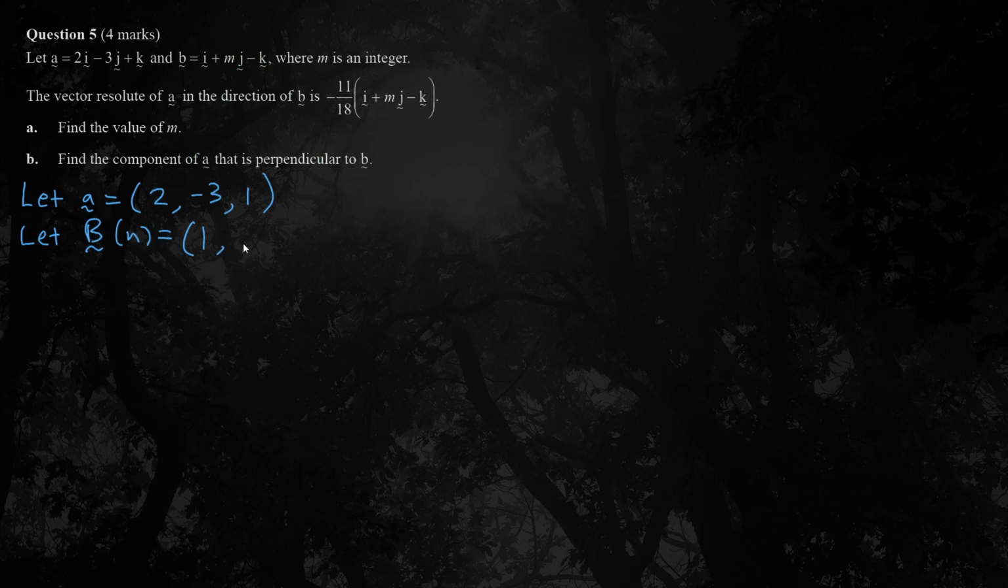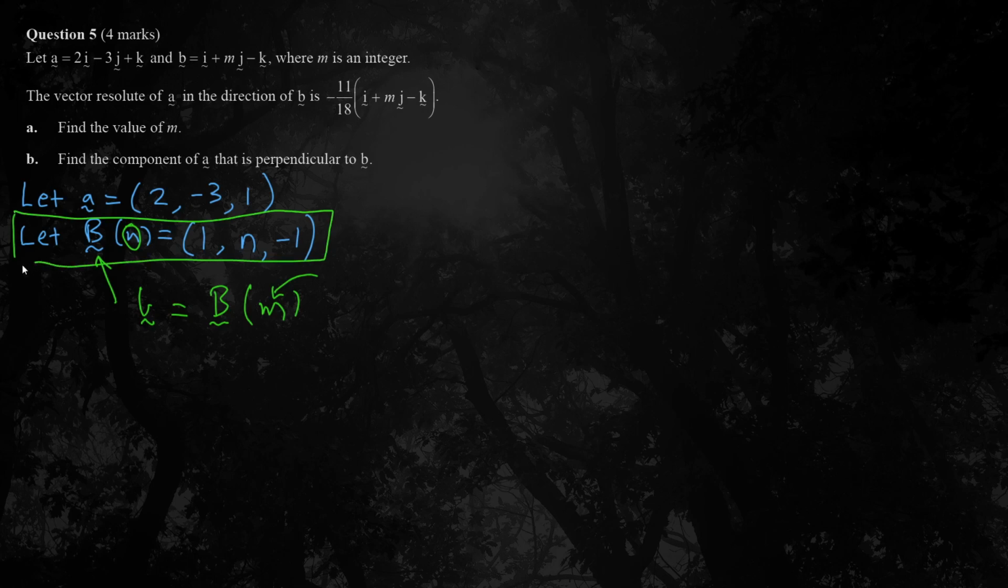So 1, N, negative 1. And I wrote that as a capital just so that later we can let B tilde equal capital B tilde of M. So this M will be the specific value we find, whereas this N is really just a dummy variable. So really I want this to be true for every possible N. I don't want it to just be true for the specific M that we find. So that's why I've set things up like that.